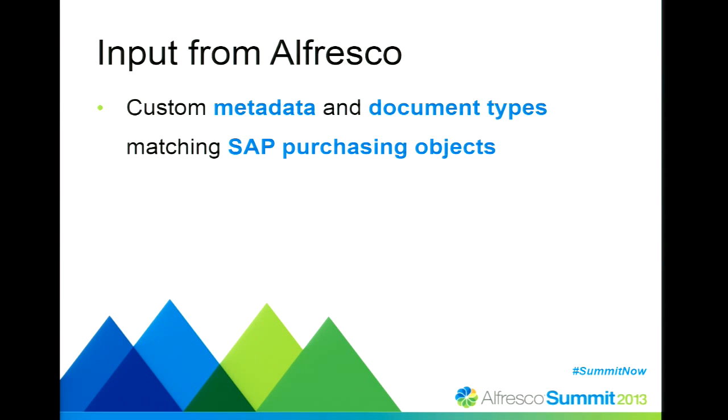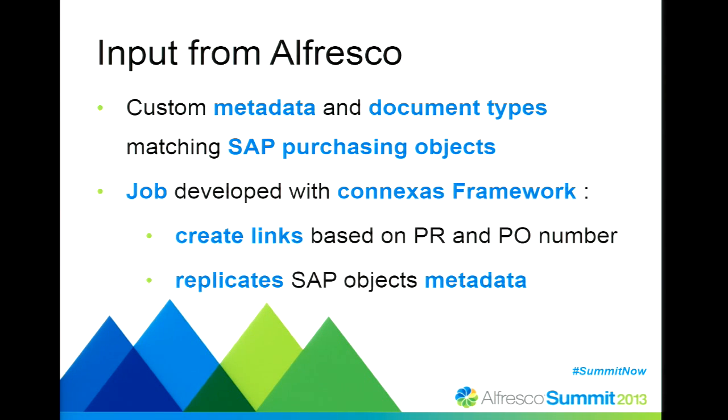So from Alfresco, the customer metadata and the document types have to match so that we really can connect it to the purchasing object. That's important. So we can do this all automatically. We have seen before we can link documents from SAP to Alfresco, but of course we can do this the other way around also. So having information in Alfresco with the right link information, we do this automatically to the object in SAP.